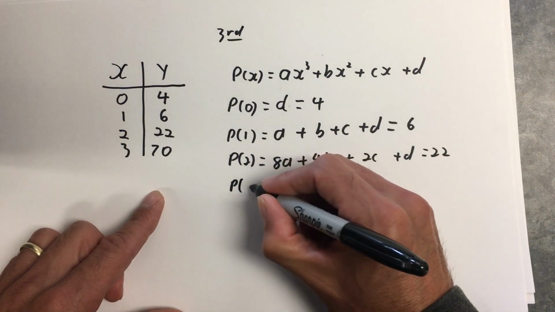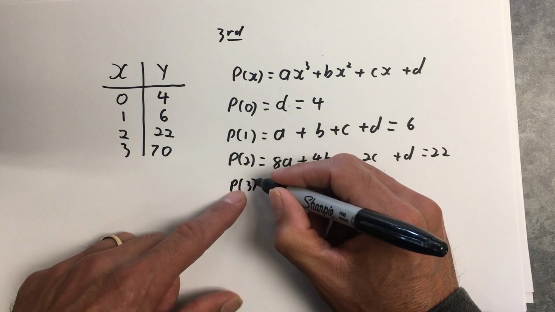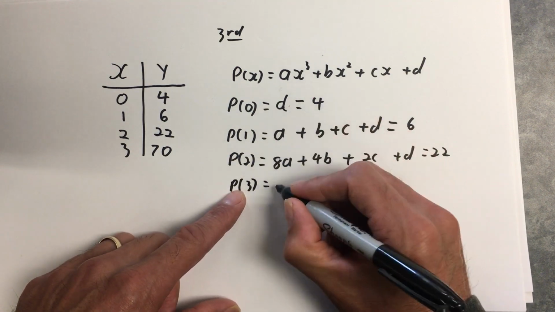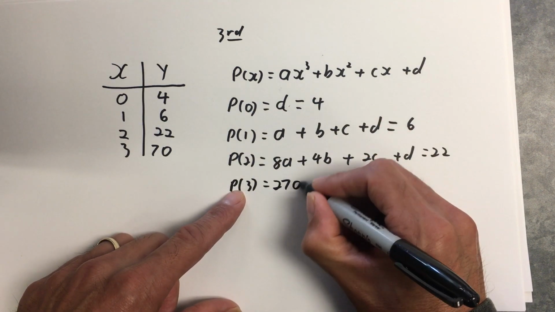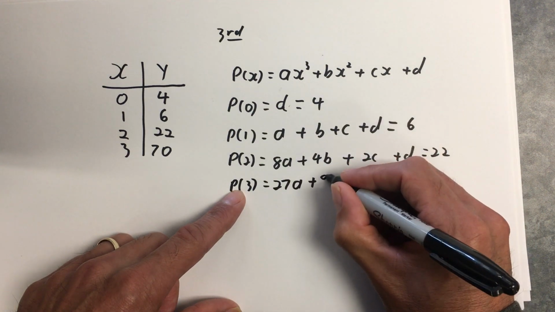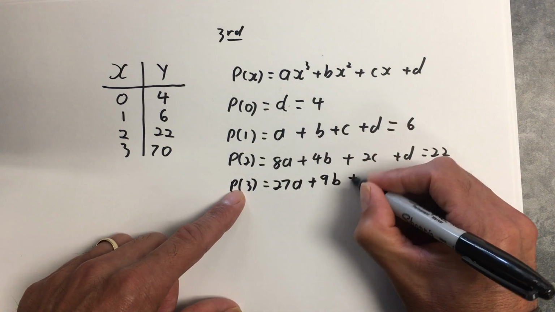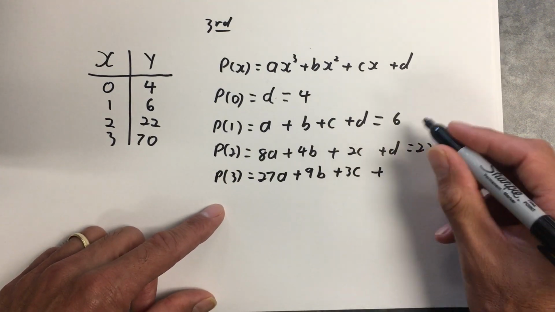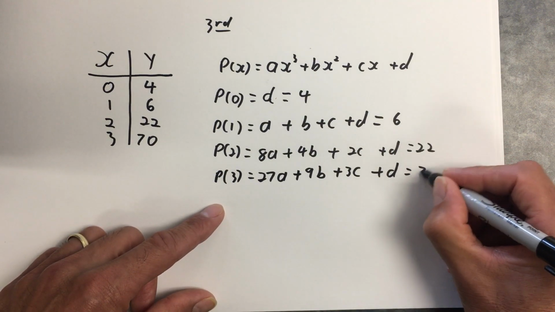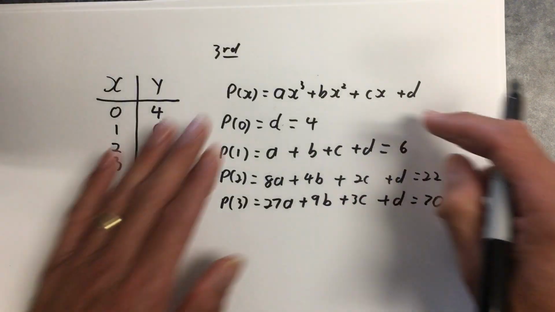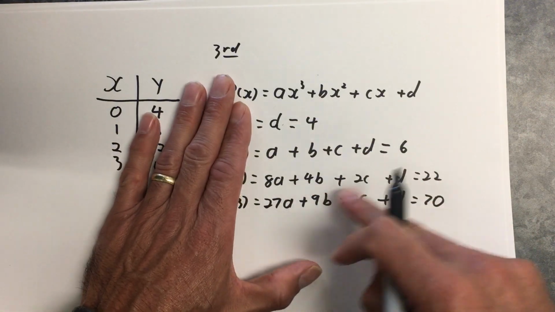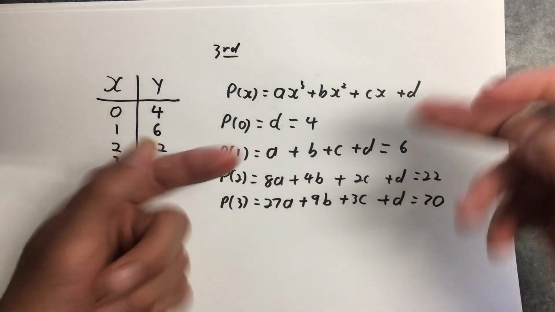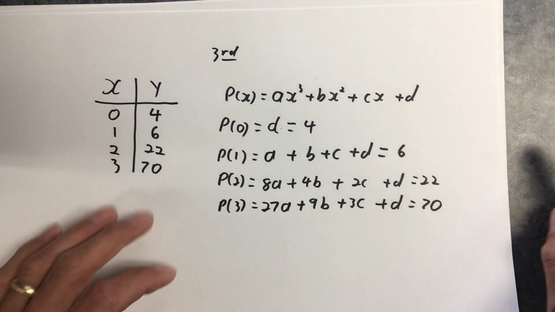And finally, if my point is 3, then I've got 3 cubed, so 27a, 9b, 3c, plus d, and all that's equal to 70. So I now have 4 equations with 4 unknowns, and I've got to work my way through to solve them.